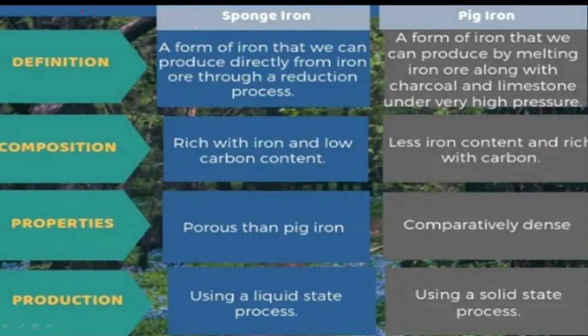In this topic we'll be discussing the two types of iron. Number one is sponge iron and number two is pig iron. First we'll discuss the definition of sponge iron and pig iron. A form of iron that we can produce directly from iron ore through a reduction process, we can call a sponge iron.